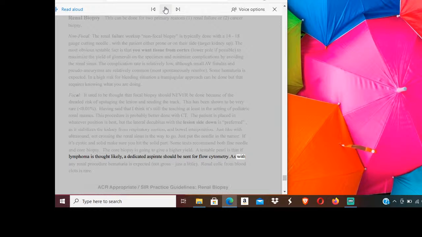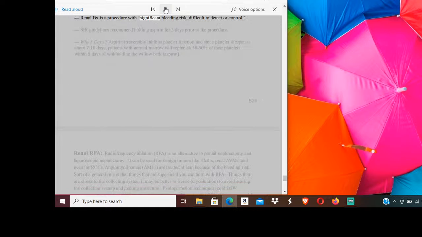As with any renal procedure, hematuria is expected, not gross, just a little. Renal colic from blood clots is rare. The ACR Appropriateness Criteria finds renal biopsy is a procedure with significant bleeding risk, difficult to detect or control.